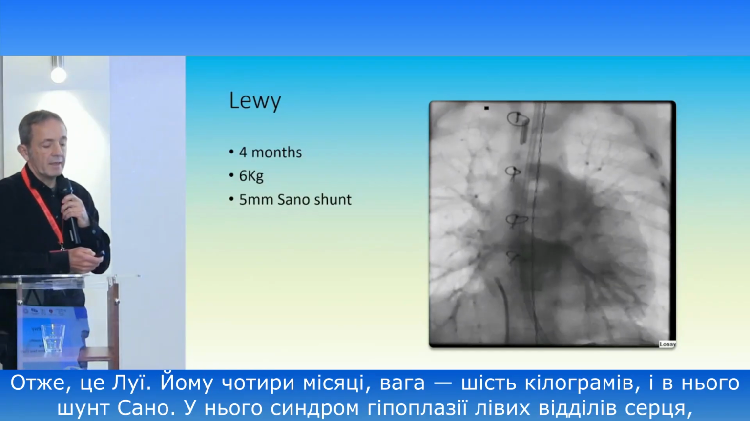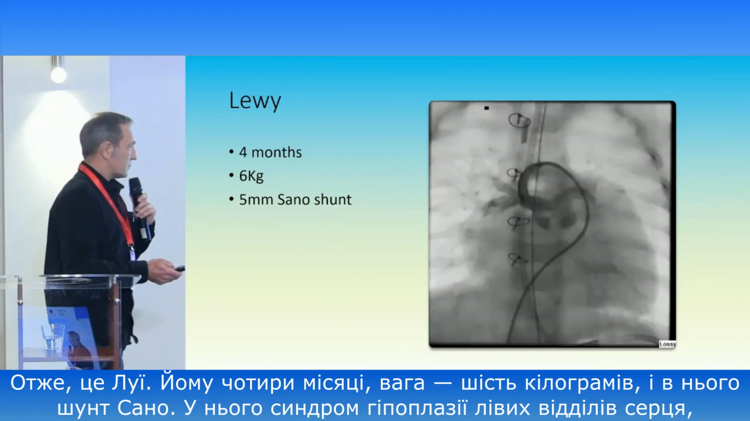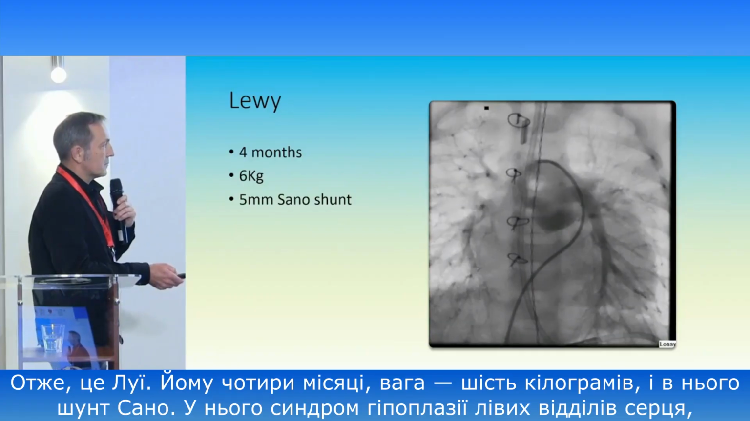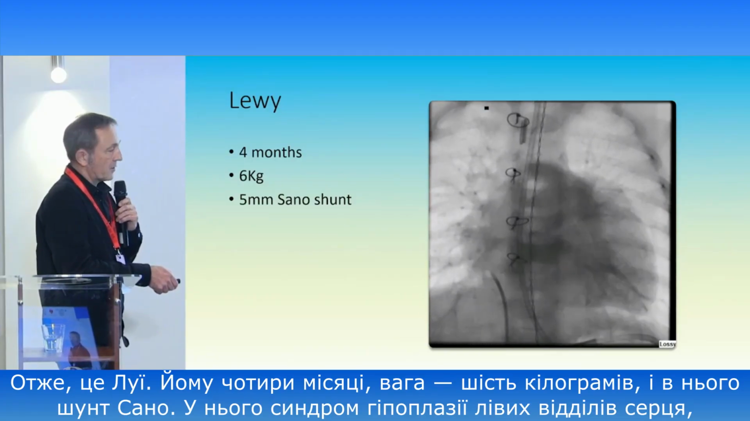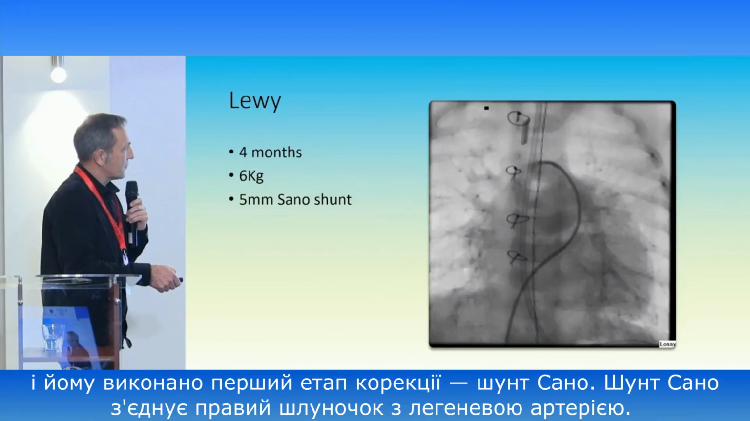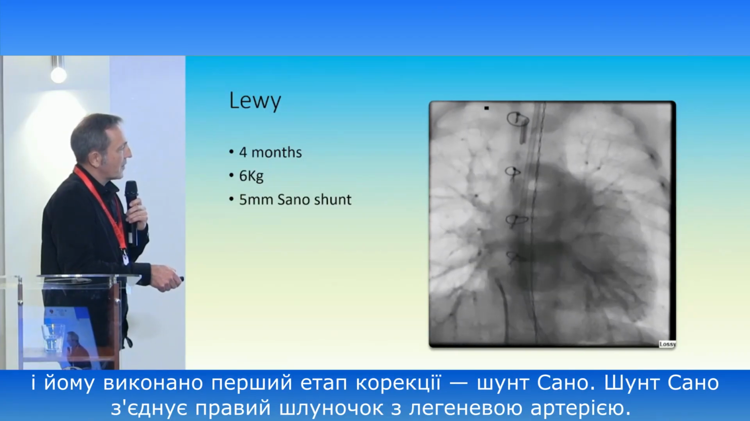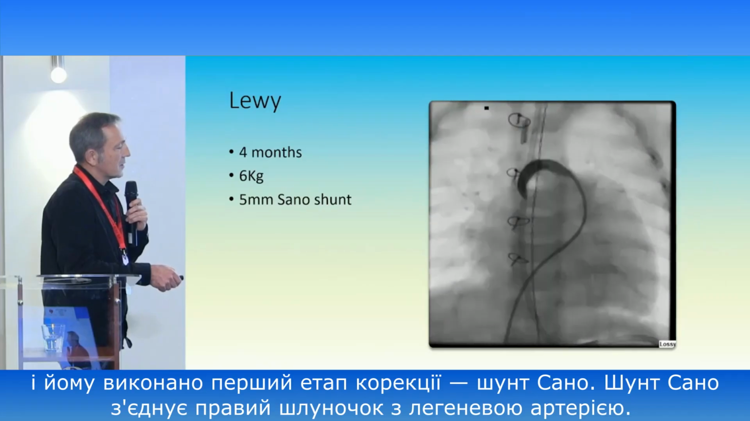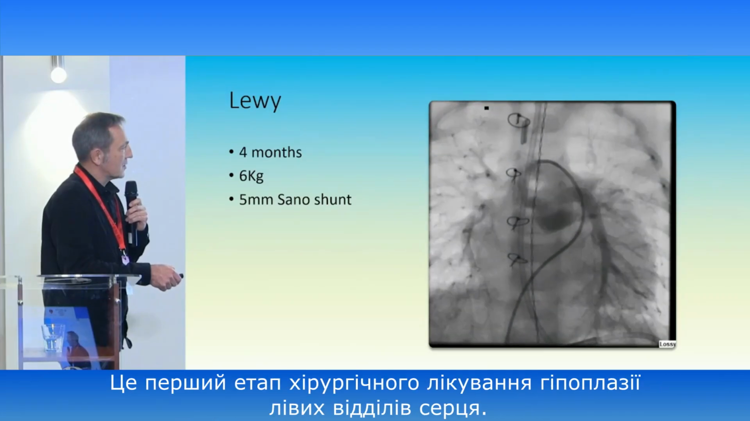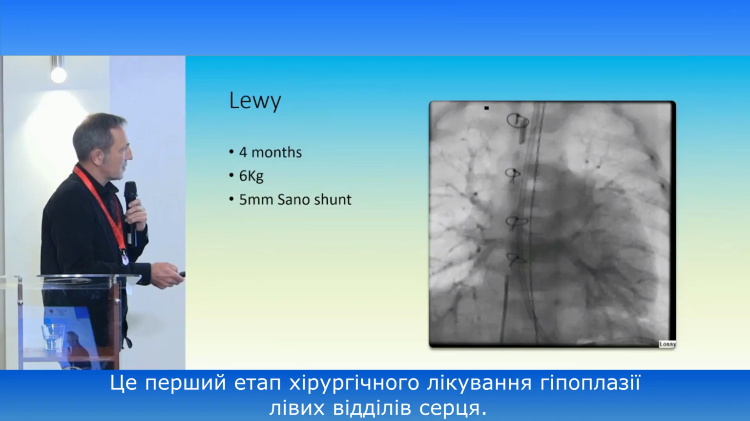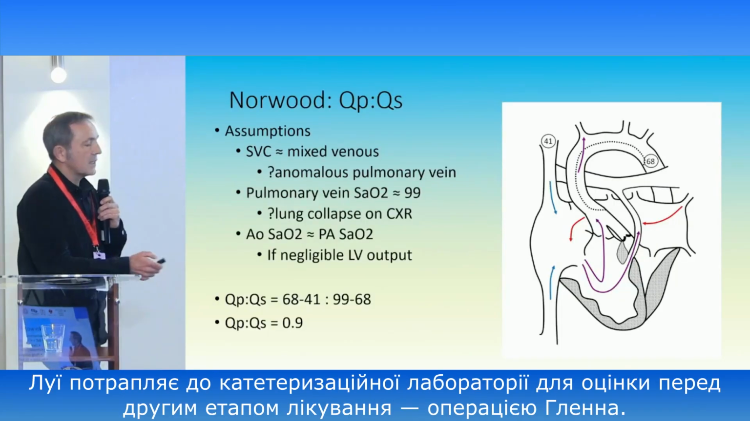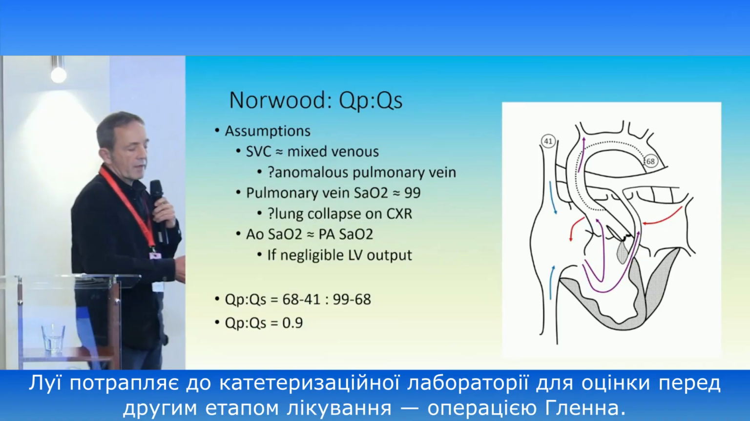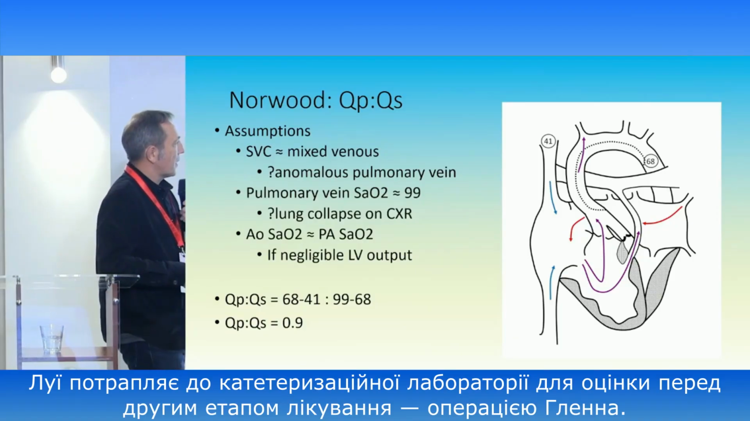So this is Louis. He's 4 months old. He's 6 kilos. This is a Sano shunt. He has hypoplastic left heart syndrome. He has a Sano shunt going through from his right ventricle into his pulmonary artery. And this is the first stage correction of hypoplastic left heart syndrome. And he comes in to the cath lab to assess him before he goes for the second stage, which is a bidirectional Glenn.